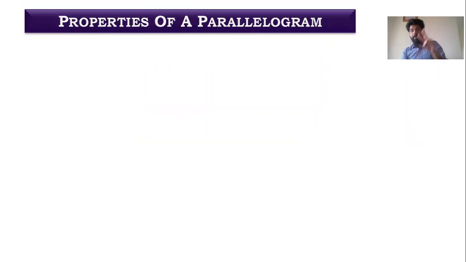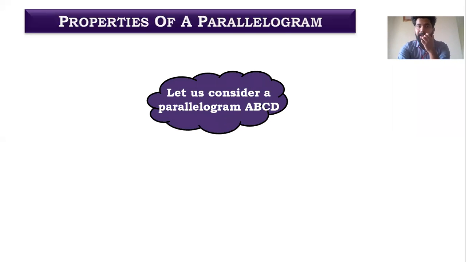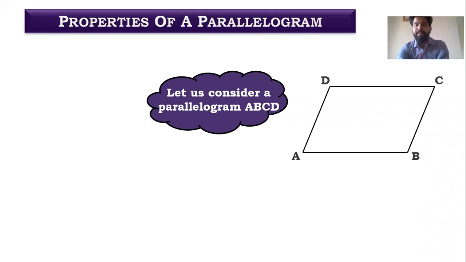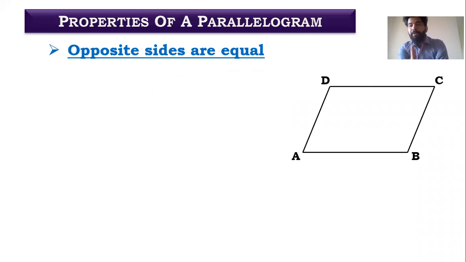So, though properties, we've learned that opposite sides are parallel and adjacent angles are supplementary. Now we come to the third property. Let us consider a parallelogram ABCD. Opposite sides are equal. Remember we've just learned the opposite sides concept. So we can say a quadrilateral is a parallelogram if its opposite sides are parallel and equal.